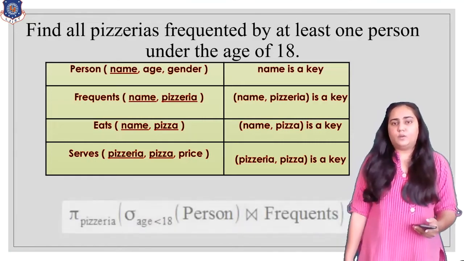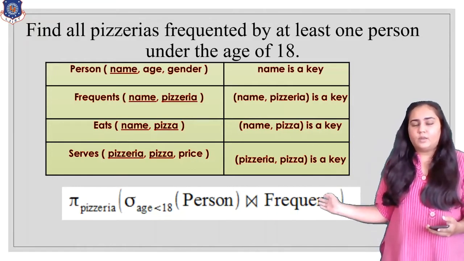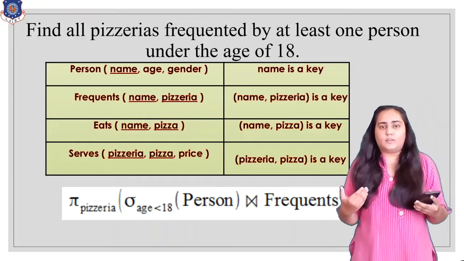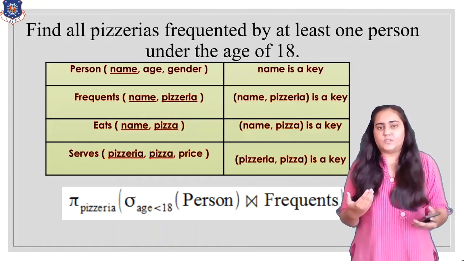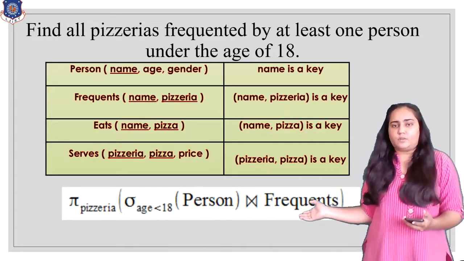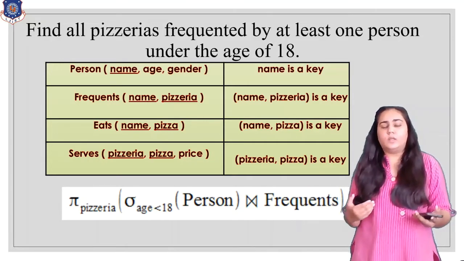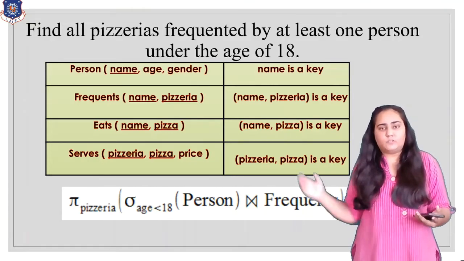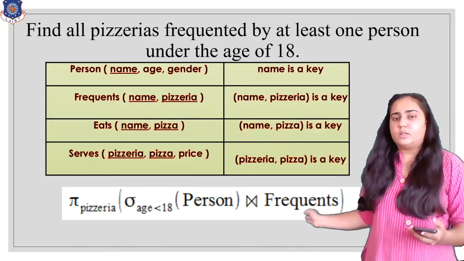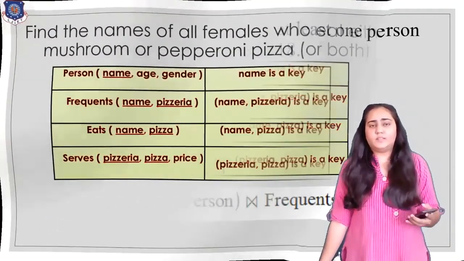Now, this is what my query will look like. First of all, from person, I will apply the sigma condition and find out all the rows where age is less than 18. Then I can take a natural join of that result with frequents. And from that result, I will fetch the names of the pizzerias which I want. So this is how you can solve this type of query. Let's see the next one.